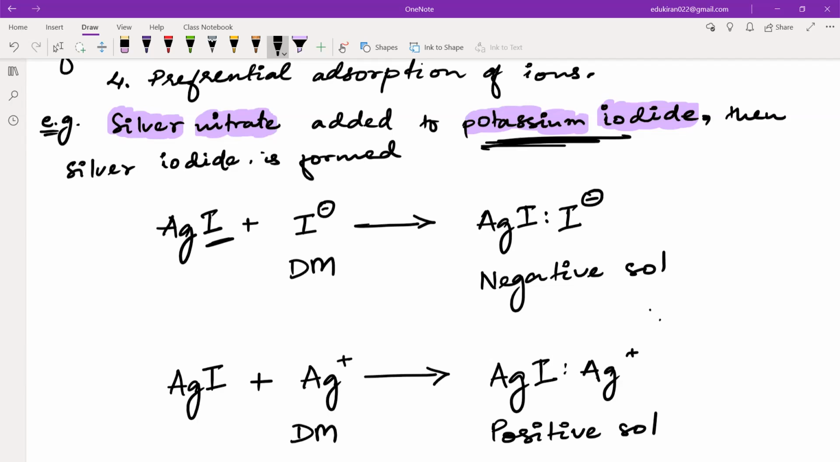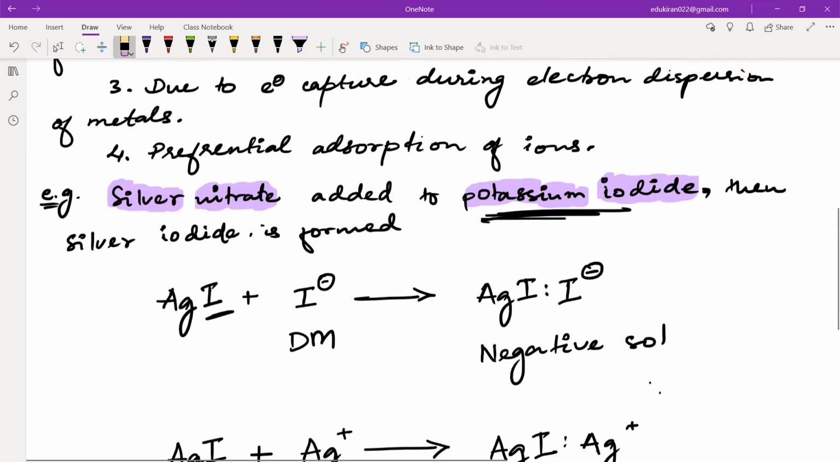So here, which ion is preferentially adsorbed? Iodine negative is preferentially adsorbed. Why? Due to excess, because iodine negative is in excess. Here Ag positive is in excess, and that's why it is preferentially adsorbed by AgI. Okay, so please write these things.